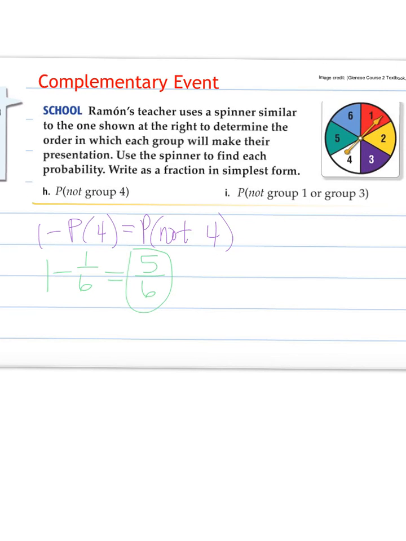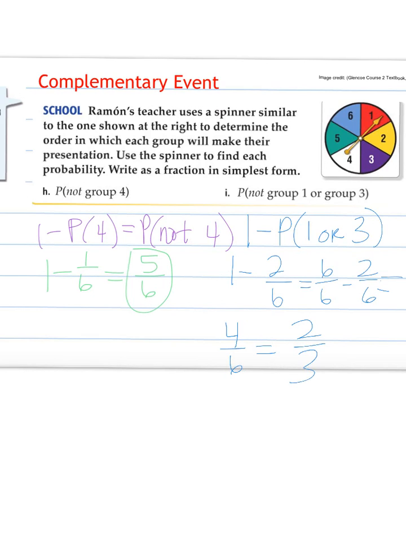All right, so now we'll follow those same steps for finding the probability of not group 1 or group 3. So we would take 1 minus the probability of group 1 or group 3. So the probability of picking 1 or 3 is 2 out of 6. So 1, which is equivalent to 6 out of 6, minus 2/6 would be 4/6, which is equal to 2/3. So the probability of picking not groups 1 or 3 is 2/3.